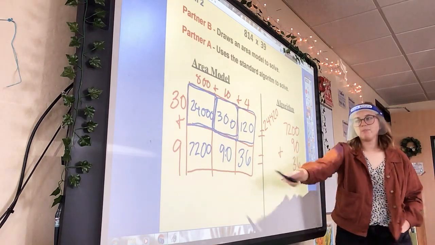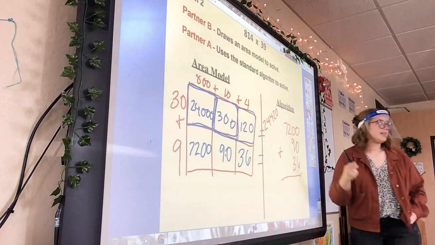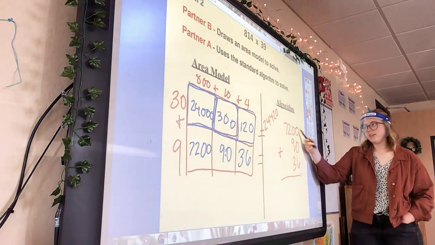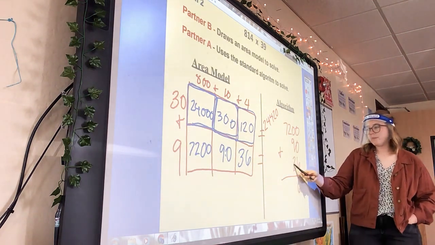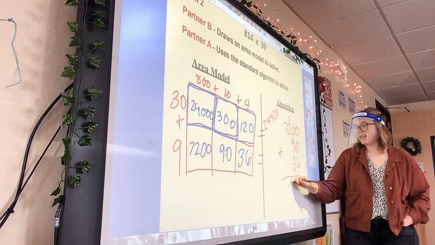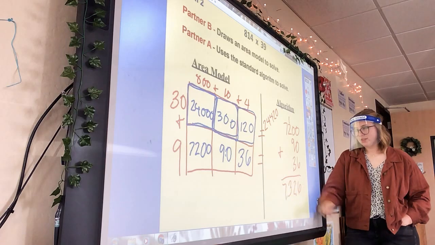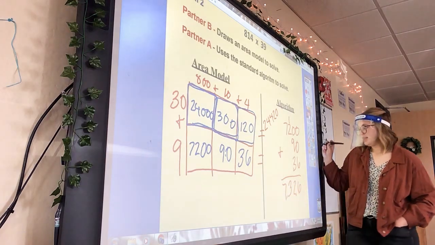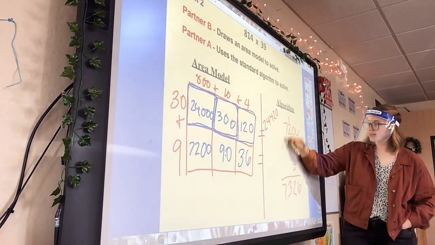Okay, this is my second partial product. I'm adding up the second row, okay? So 6 plus 0 plus 0 is 6. 9 plus 3 is 12, plus 0 is still 12. 2 plus 1 is 3. And 7 plus 0 is 7. So my second partial product is 7,326.